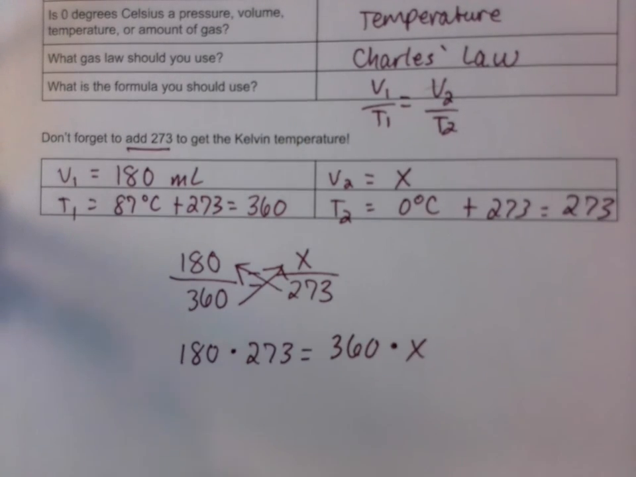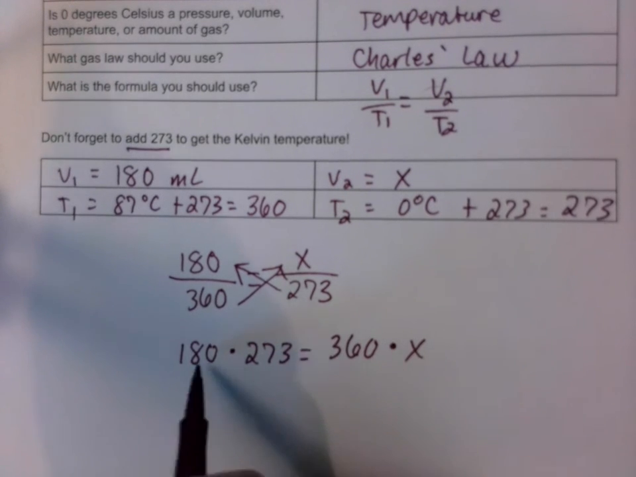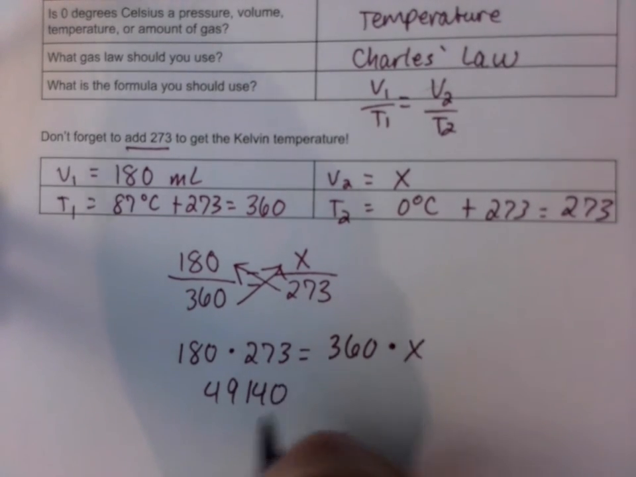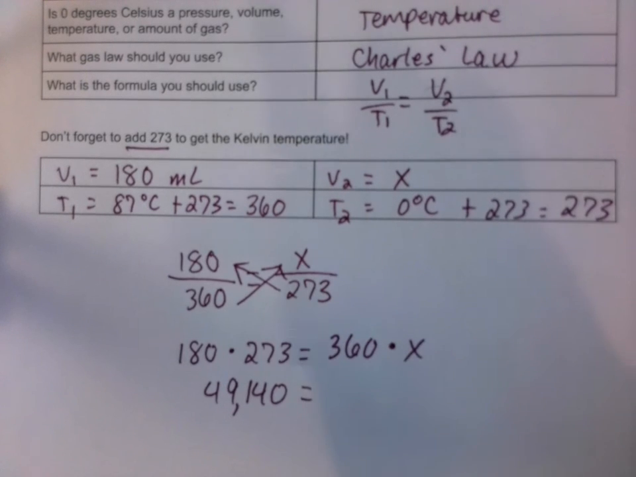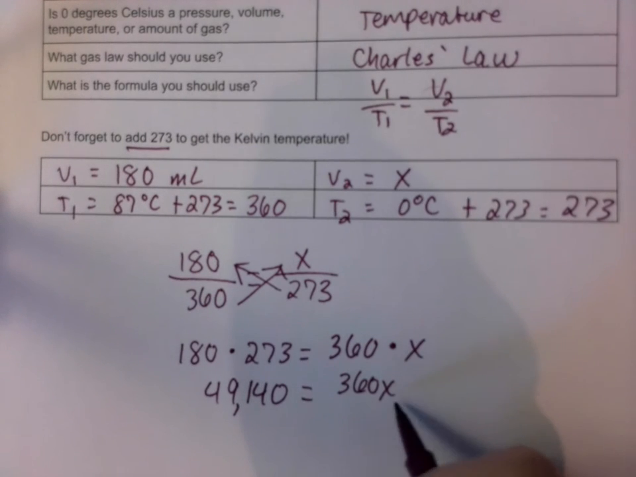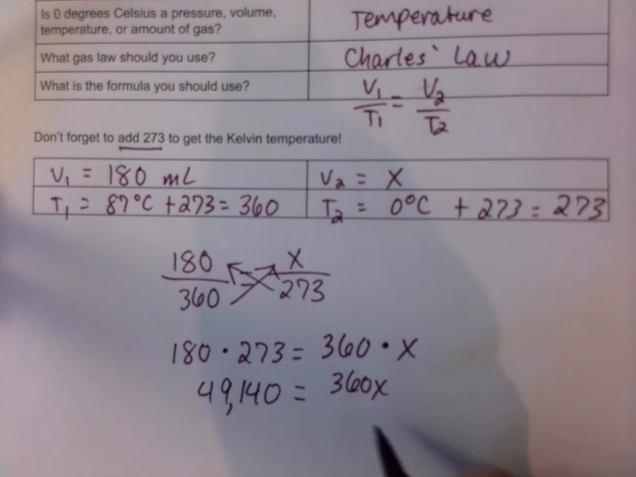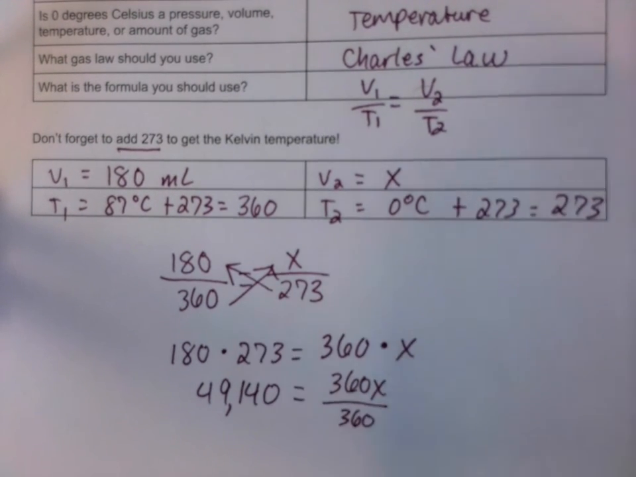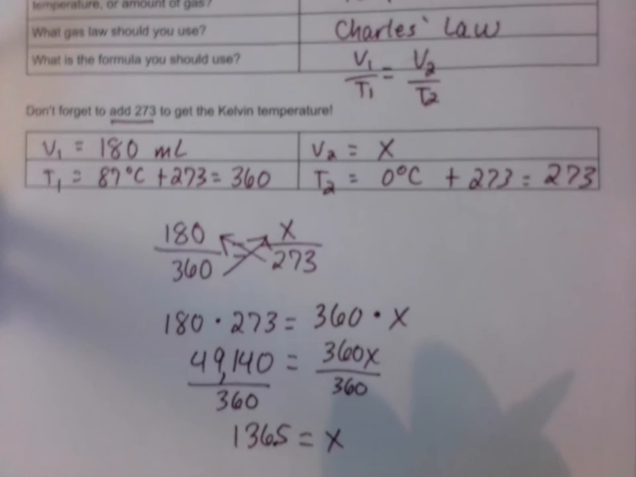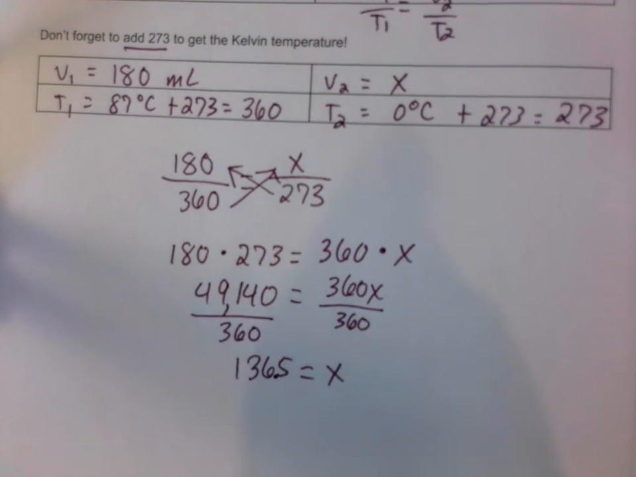Remember, the little dots just mean multiplication. So on my calculator, I'm going to multiply these two together: 180 times 273. That's going to give me 49,140. And on this side, we only have 360 times X, so it's just 360X. Since this is multiplication, we have to divide to get X by itself. So I'm going to divide by 360 on this side, but we also have to do the exact same thing on the other side. So 49,140 divided by 360 gives me 136.5. So 136.5 equals X.